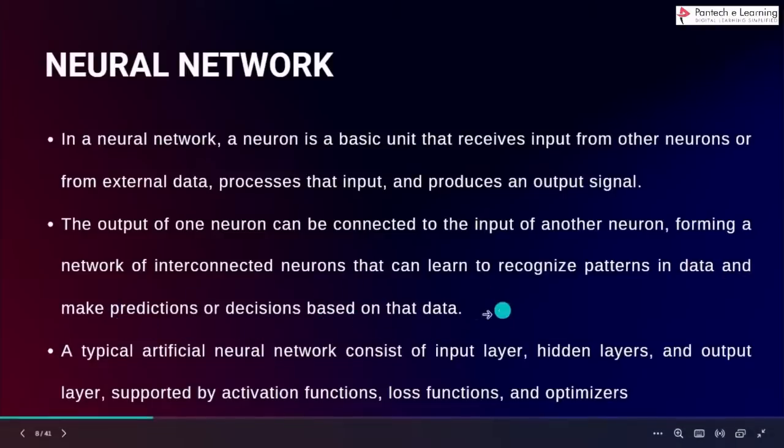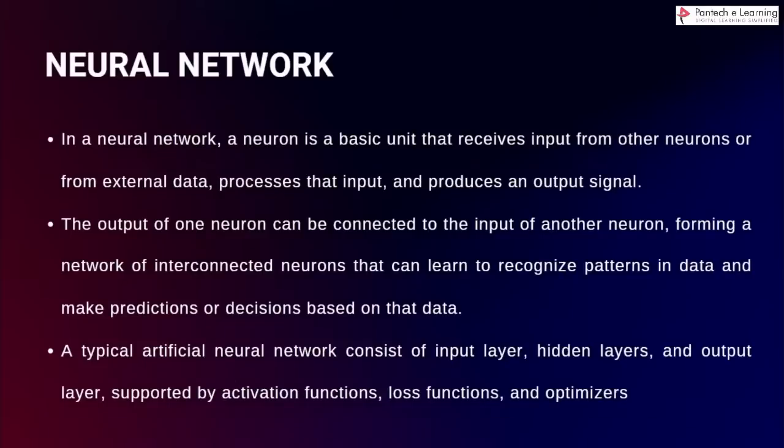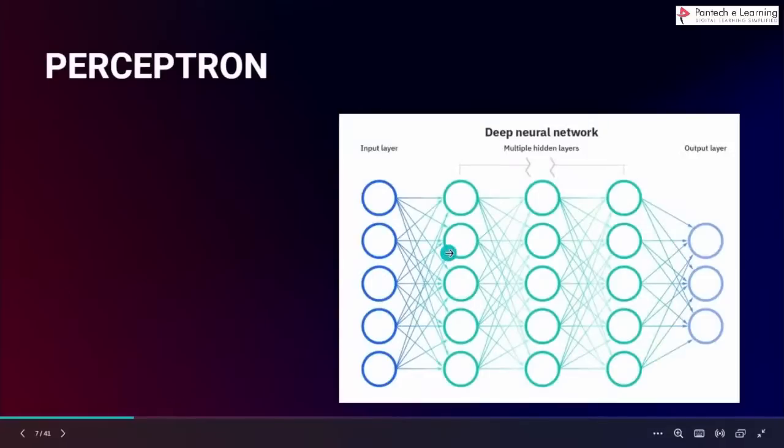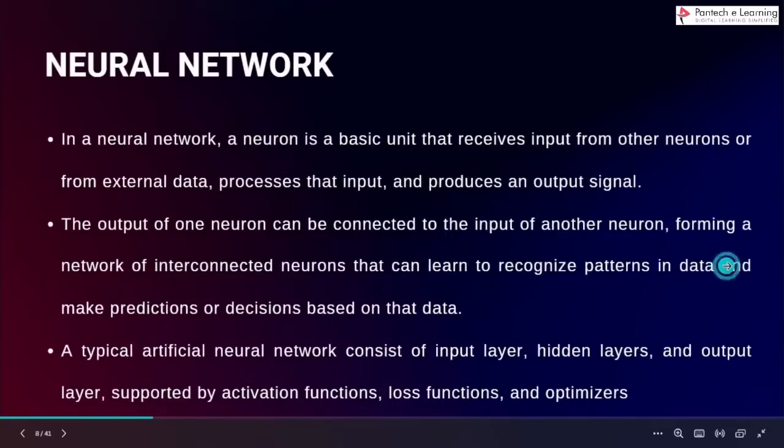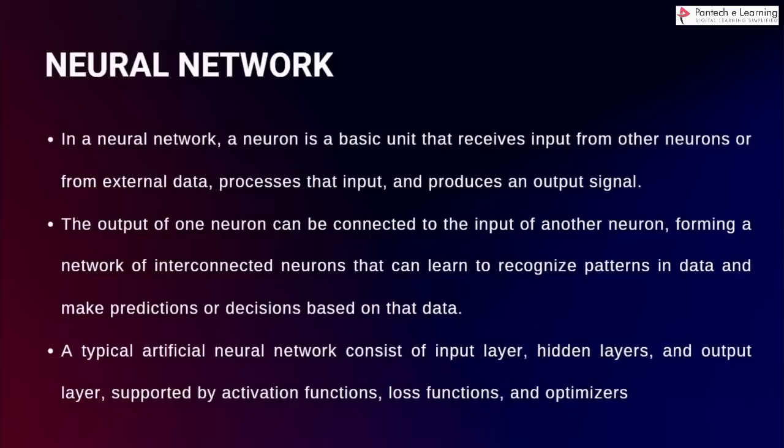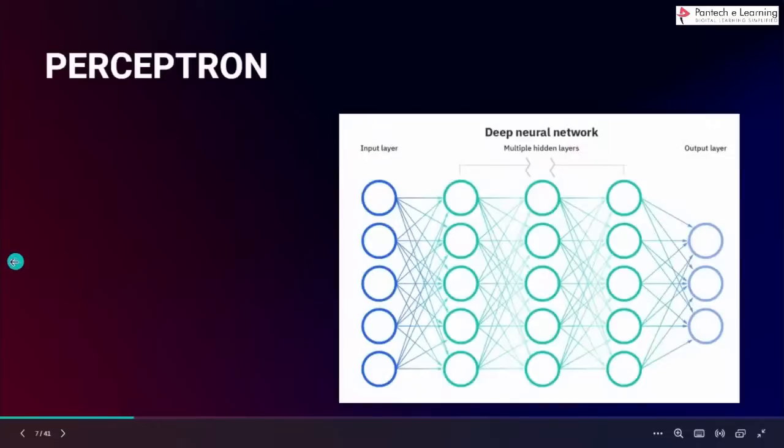Okay, and a typical artificial neural network, so this base version is called an artificial neural network. It consists of an input layer, hidden layers, and an output layer. And they are supported by something known as an activation function. We have seen that function, right? Something happening there. And we have something known as a loss function and optimizers. So these are for the improvement of the neural network. We'll discuss that later. And this is what the architecture of a neural network will look like.